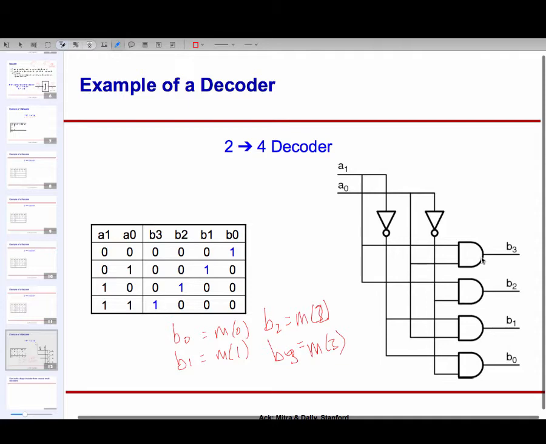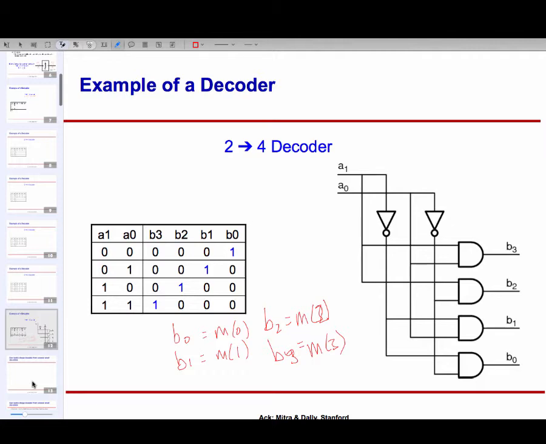So again, the strategy with a general decoder is we take inputs, we also generate the inverted version, and then we play with all possible combinations, because all minterms are going to appear in the output, one for each one of the possibilities. So that's our decoder implementation.